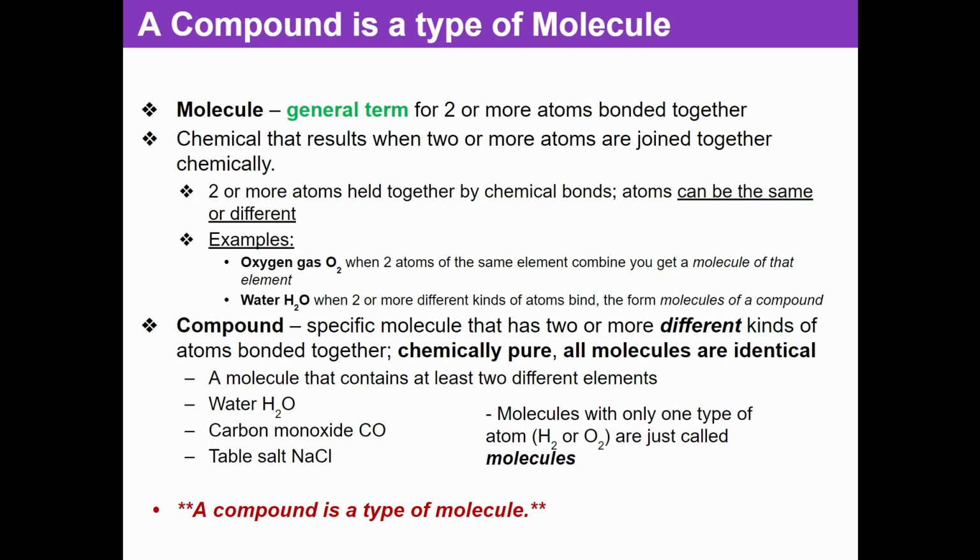They're chemically pure. All molecules are identical. For example, water is an example of a compound. It's made up of not just oxygen or not just hydrogen, but actually oxygen and hydrogen. So 2 different types of atoms. And the 2 hydrogen are bonded to the 1 oxygen. Carbon monoxide and sodium chloride are other examples. Sodium chloride is just table salt. So molecules with only one type of atom are just called molecules, whereas if you have 2 or more different kinds of atoms bonded together, that would be a compound. So a compound's really just a type of molecule.